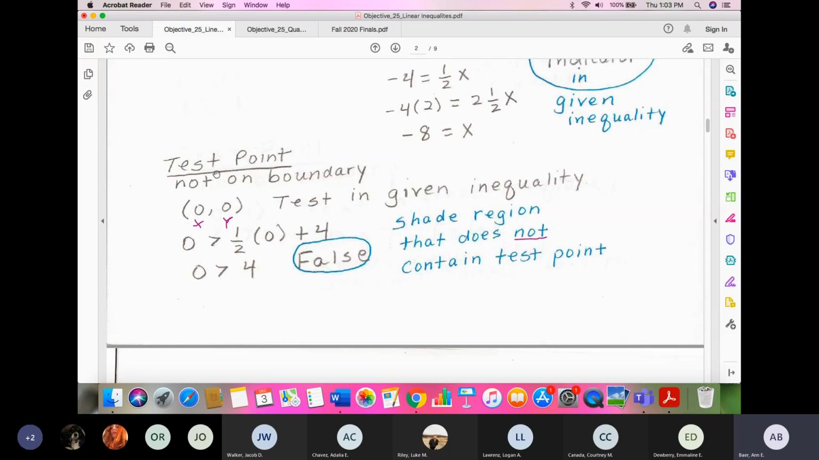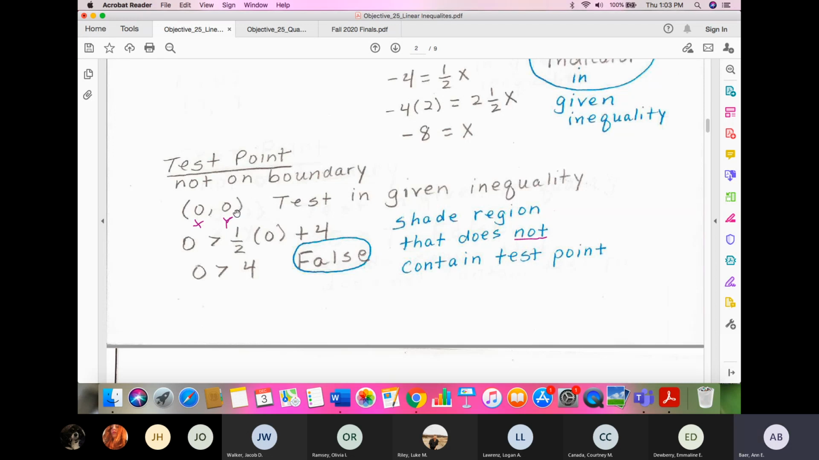So you want a test point that's not on the boundary. 0, 0 does not work in all cases. In a lot of cases it does, but not every case. It's pretty easy to get caught in a rhythm and always use 0, 0, and it comes back to haunt me when I do that. I really have to think, is my boundary line going through 0, 0? If it is, I cannot use 0, 0. So you want to select a test point not on the boundary.